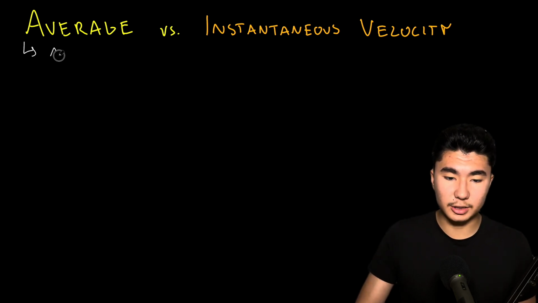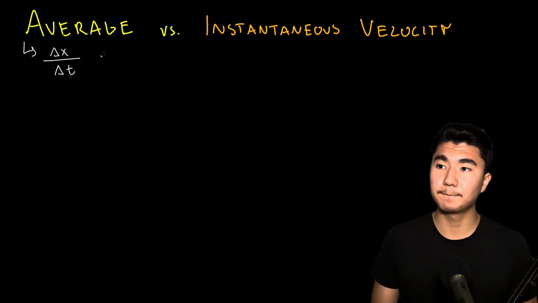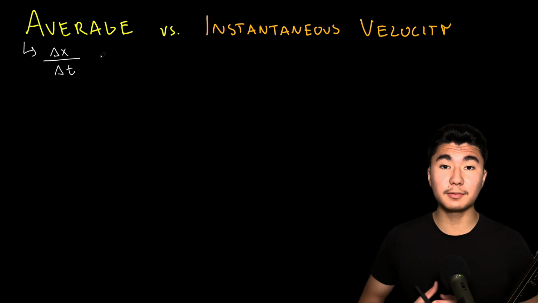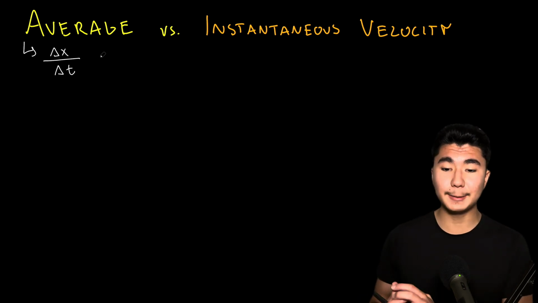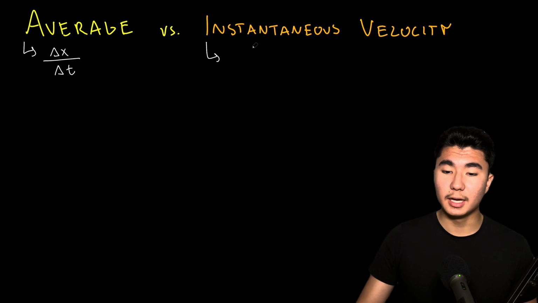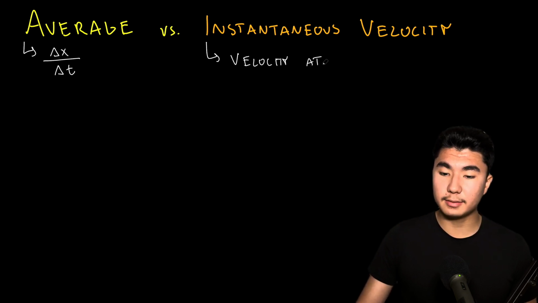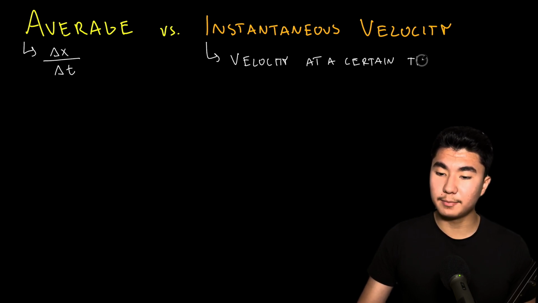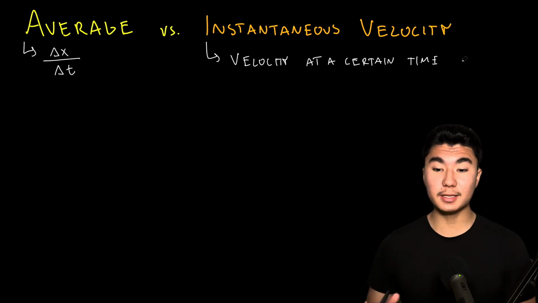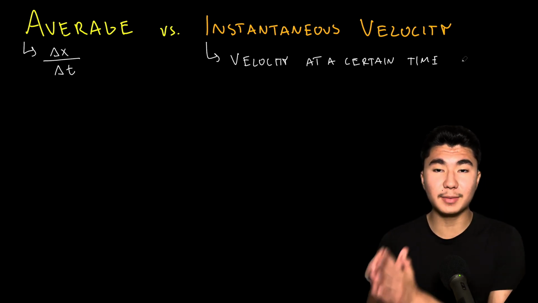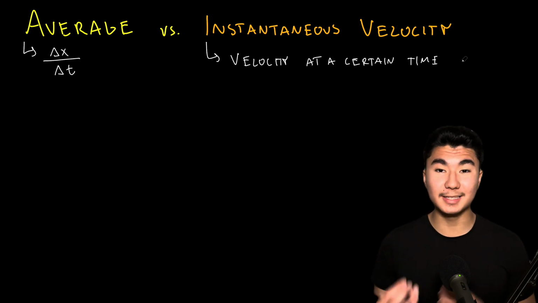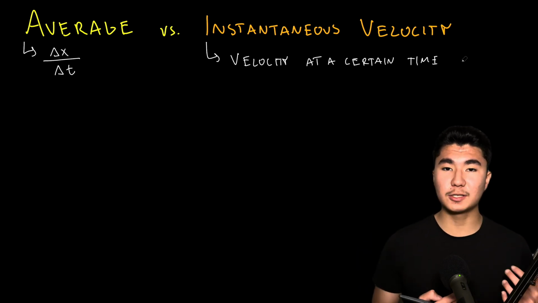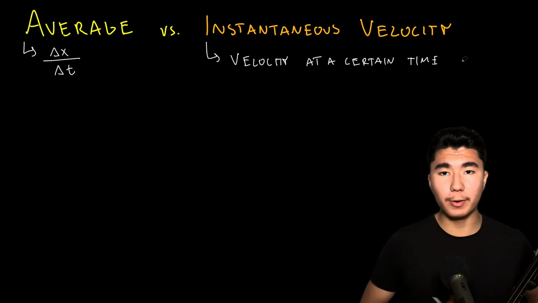So this is just change in x, delta x over delta t. With average velocity, we're talking about the total displacement over total time. But with instantaneous velocity, this is velocity at a certain time. Instantaneous velocity is the velocity at that certain time, that certain moment. And pretty much as the word says, instantaneous, at that instant. Where average velocity is what we have from maybe point A to point B.